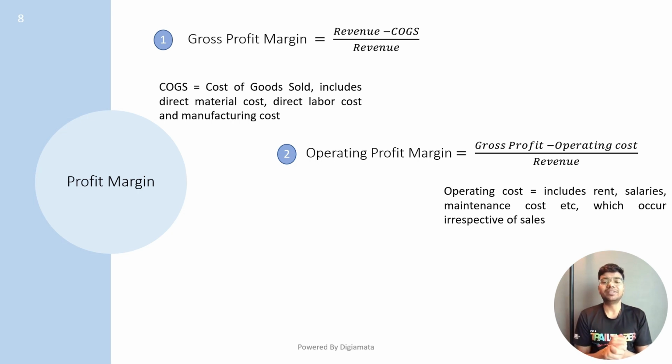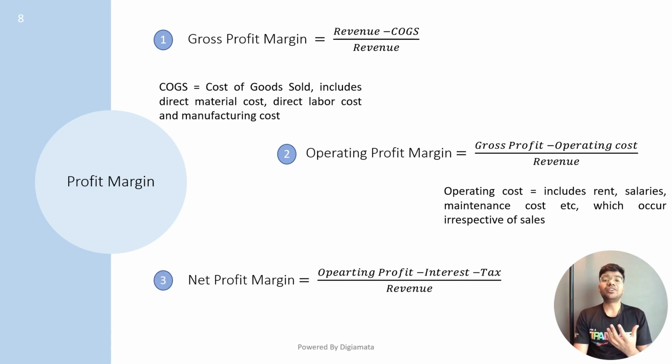Now the third ratio: you still have to pay the interest for the money which you have borrowed and the taxes to the government. The net profit margin is your operating profit minus your interest and minus your taxes. When you divide it by revenue and multiply it by 100, you get the net profit margin. By the way, you don't have to literally remember the formulas, because the ratios will be readily available, but you still have to understand the physical significance.